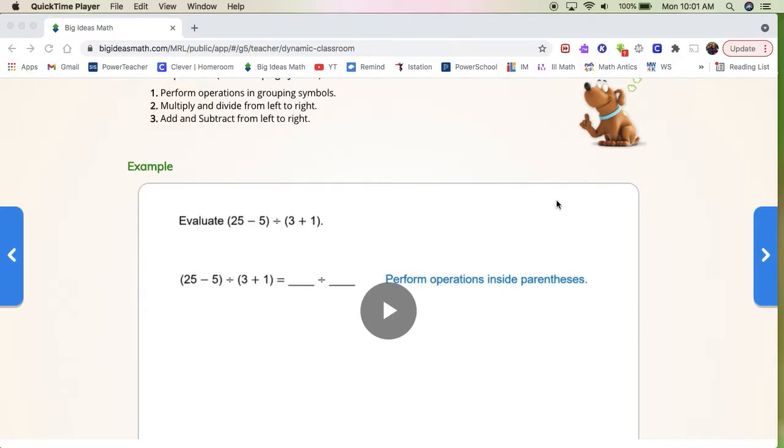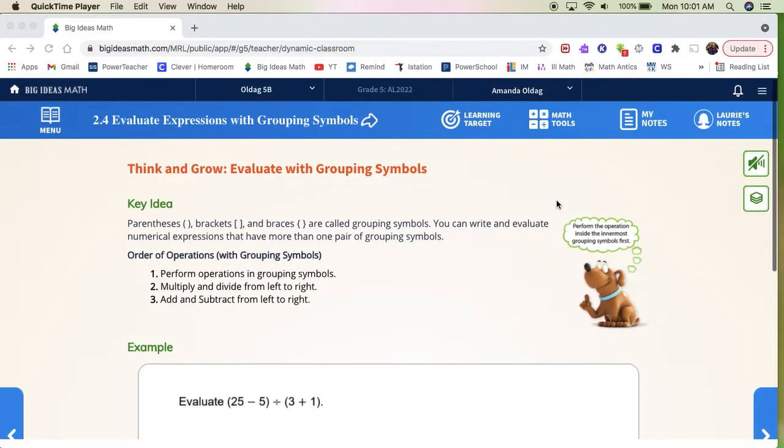Okay, we're ready for lesson 2.4, Evaluate Expressions with Grouping Symbols. And we're going to be starting on page 72 in our textbook. Go ahead and get on page 72. It's the Think and Grow, Evaluate with Grouping Symbols. And so it starts with our key idea at the top.